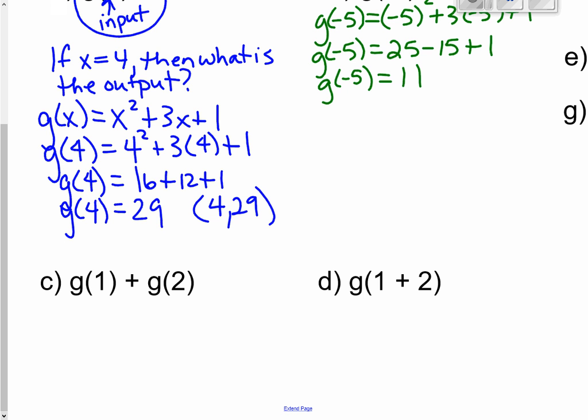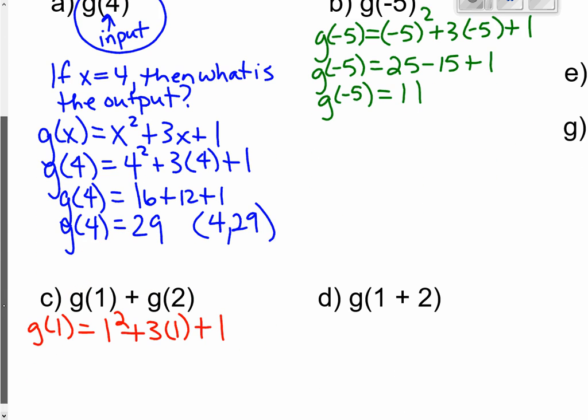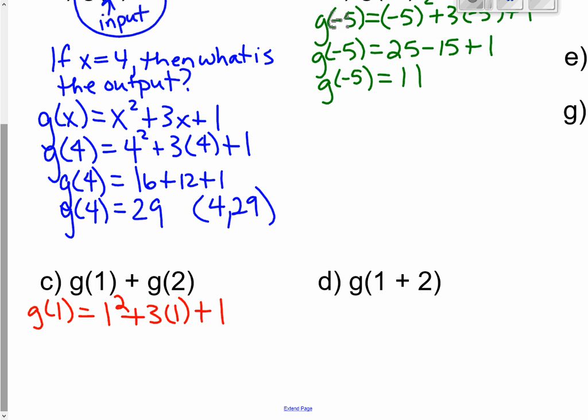So what if I want to find g of 1 plus g of 2? Well, if I want to find g of 1 plus g of 2, I actually have to go ahead and find g of 1 first. That means wherever there's an x, I am going to replace it with a 1. I'm just going back up just to check my function. Yep, x squared plus 3x plus 1. So wherever there is an x, I'm replacing it with a 1. And then let's figure this out. 1 plus 3 plus 1. So g of 1 is 5.